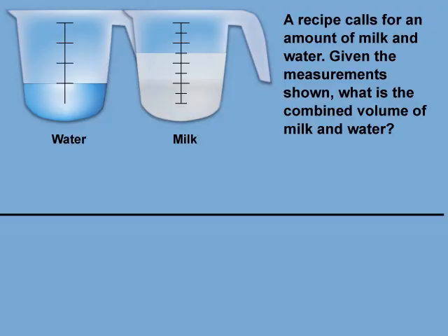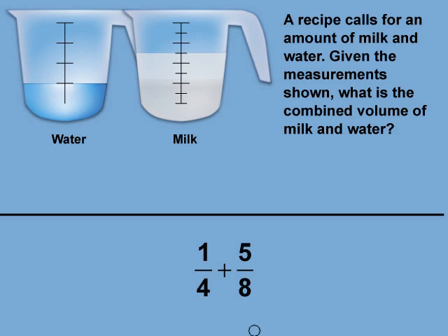A recipe calls for an amount of milk and water. Given the measurements shown, what is the combined volume of milk and water? In this example, there are 2 measuring cups. This one is divided into fourths, and this one is divided into eighths, but also includes markings for fourths. The cup on the left, which has water, has a quantity of 1/4 of a cup. The cup on the right, which has milk, has 5/8 of a cup.